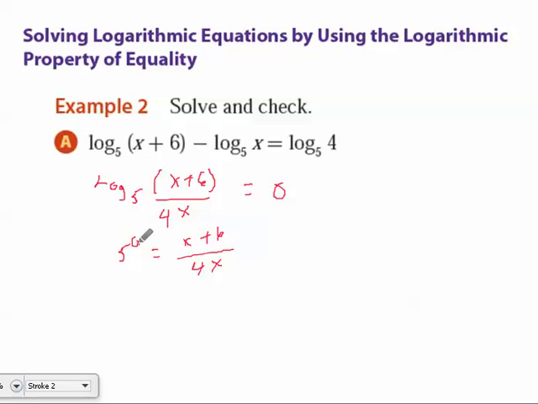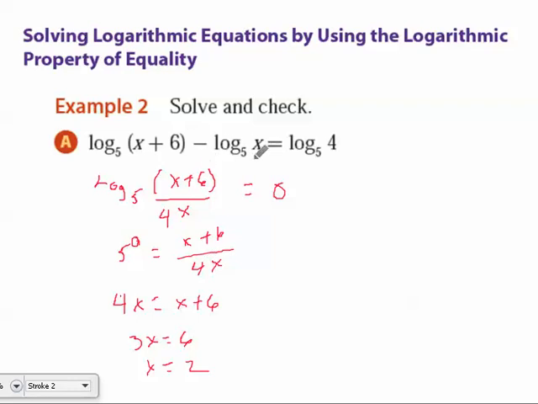Well, 5 to the 0th power is 1. And I can multiply by 4x. I'll get 4x is equal to x plus 6. 3x is equal to 6. X equals 2. Do you see how I worked through that so fast?